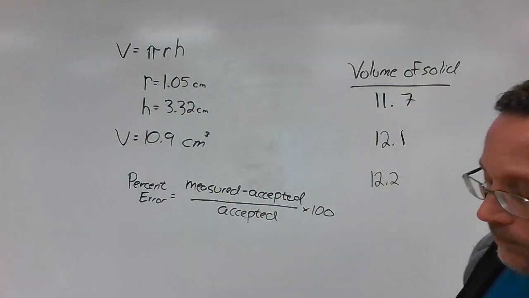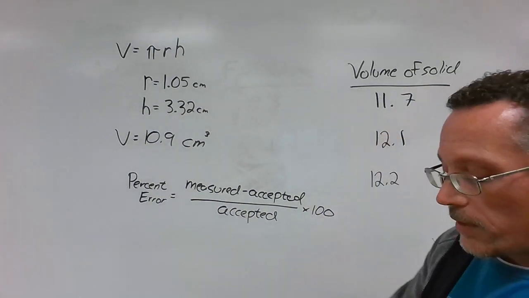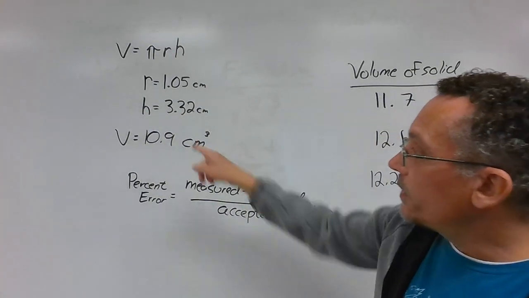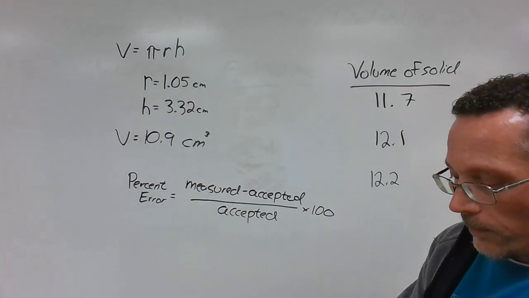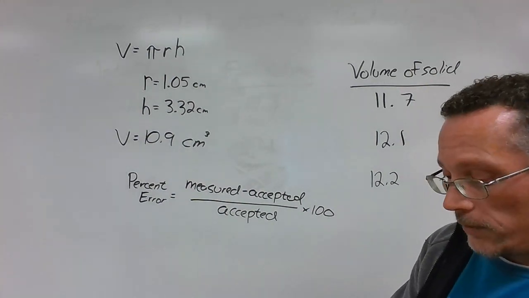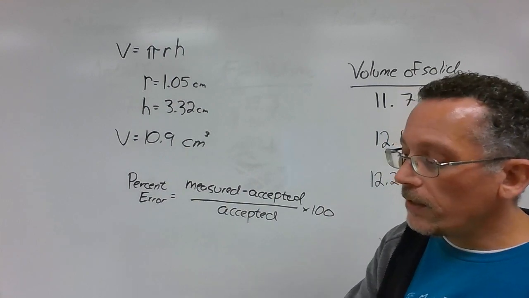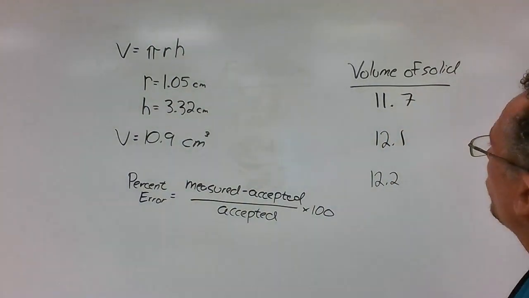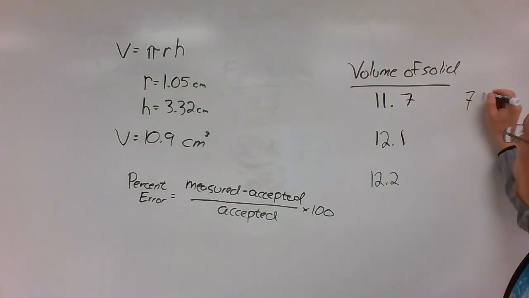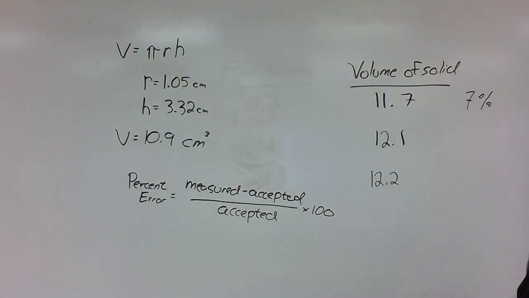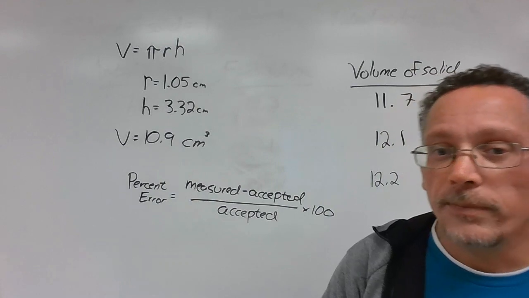So for the first one, we have 11.7 minus 10.9, divided by 10.9, times 100. And there we get about 7%. We have about 7% error on that measurement.